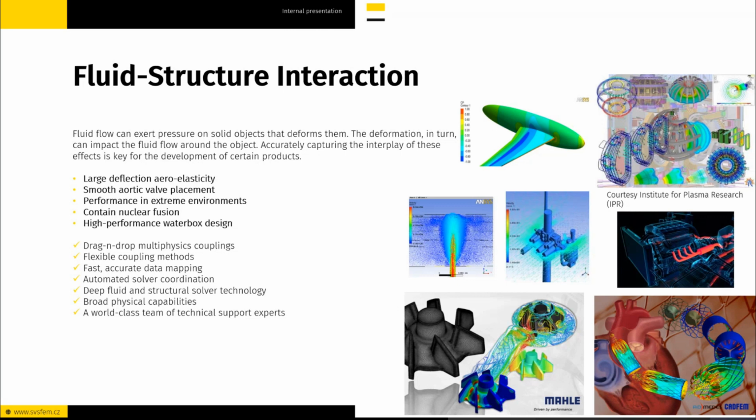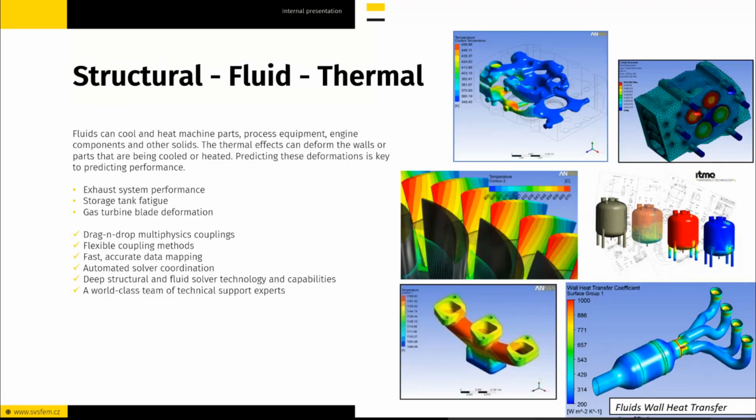As you can see there, for example, large deflection aeroelasticity, fluttering, smooth aortic valve placement in healthcare, performance in extreme environments, for example, space flights, contained nuclear fusion, high-performance waterbox design, and so on. And very often you have to include also the influence of heat transfer as conduction, convection, or radiation. Very often all of them. Typically when you solve an exhaust system, storage tank, or gas turbine blade, you must combine all of them to get an appropriate result. Without precise results, which include the temperature deformation and precise convective heat transfer from flowing air outside and sloshing fluid inside, it's usually impossible to design any innovative solution.